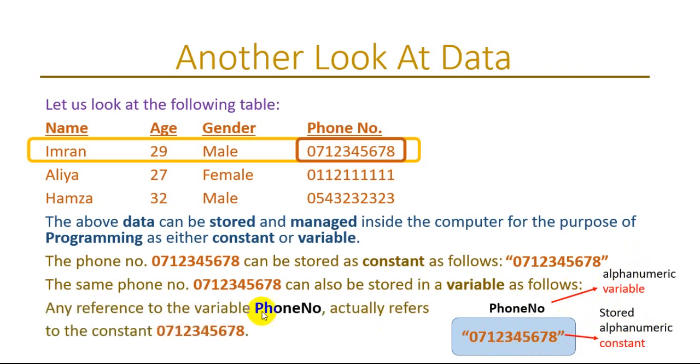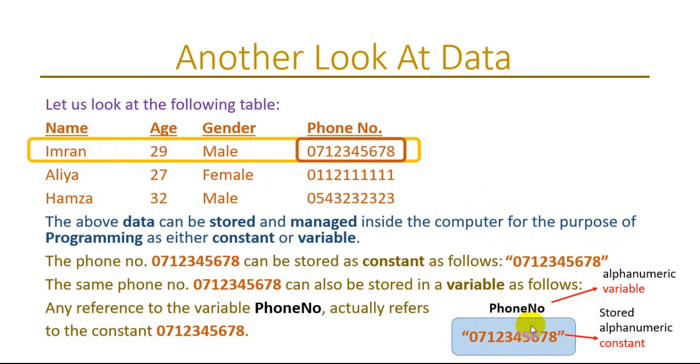Okay, and any reference to the phone number variable will always be talking about this number 0, 7, 1, 2, 3, 4, 5, 6, 7, 8. Okay, so variable names are there just for reference. The actual value in the variable is the content of the variable. Always remember that. So from this we can see any data can be stored as a constant or as a variable.